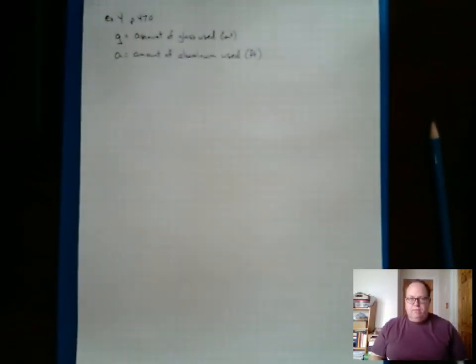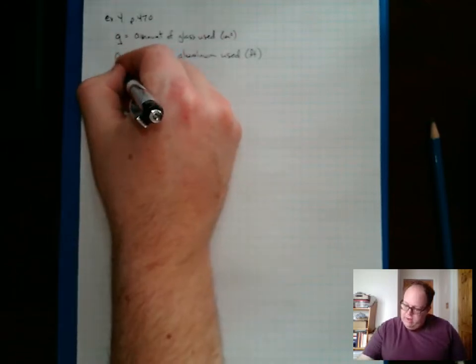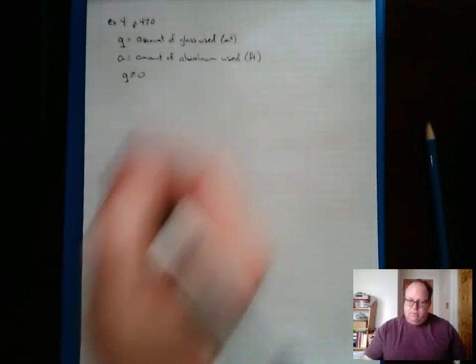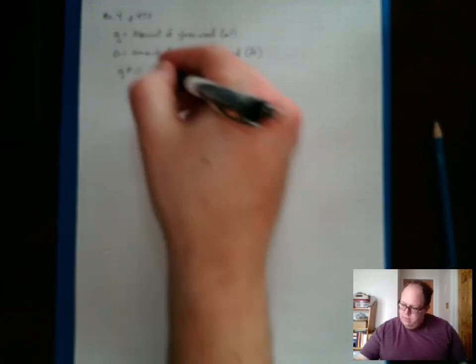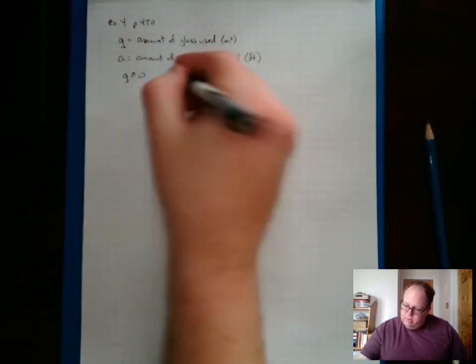A couple of basic statements. The least amount of glass you could use is none, so your G value has to be greater than or equal to 0. Similarly, you can't use less than no aluminum, so your aluminum has to be greater than or equal to 0.